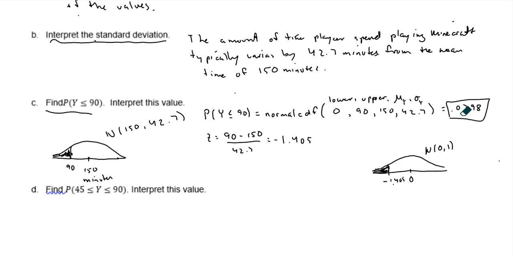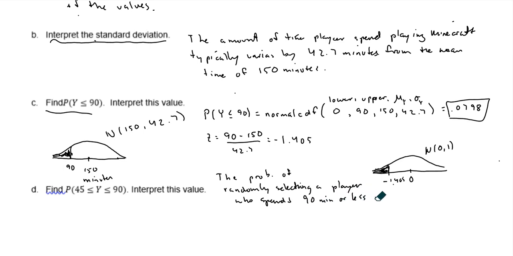So what do we get here? Well, essentially what we have here is, if we randomly selected a player who spends, what's our y value? Spends 90 minutes or less playing Minecraft, the probability is, well, what we have right here, 0.0798, and that's what we have.